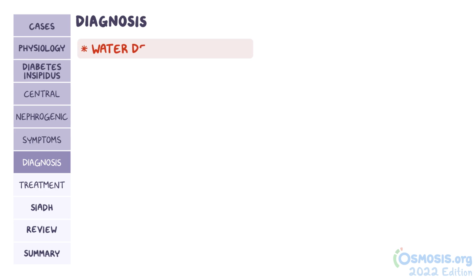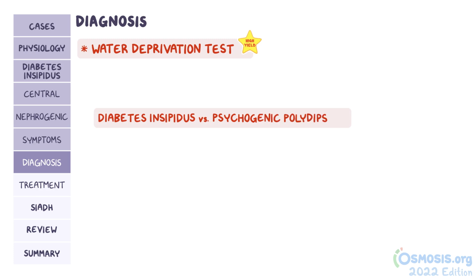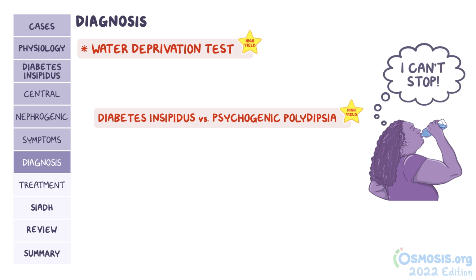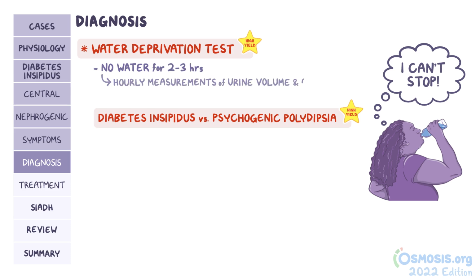In addition, a water deprivation test can be done to distinguish diabetes insipidus from psychogenic polydipsia, which is when an individual drinks more water than they need because of a variety of psychological or psychiatric causes. That test is where an individual doesn't drink water for 2 to 3 hours. Then hourly measurements of urine volume and osmolality are done. In a person with diabetes insipidus, urine osmolality will normally stay below 300 milliosmoles per kilogram despite having no fluid intake. With psychogenic polydipsia, urine osmolality increases during the test.